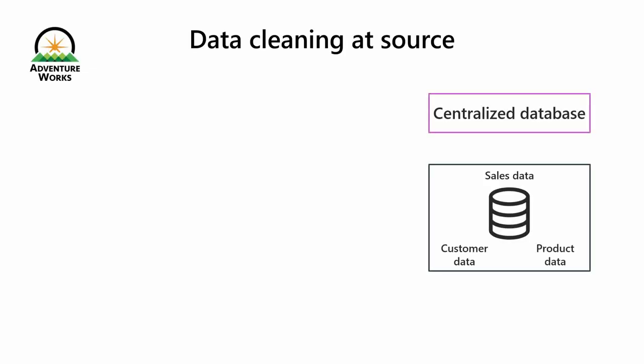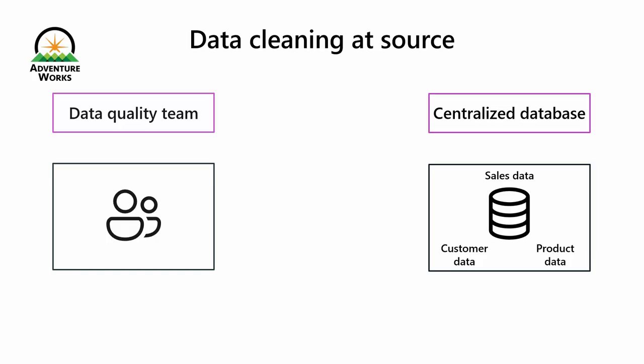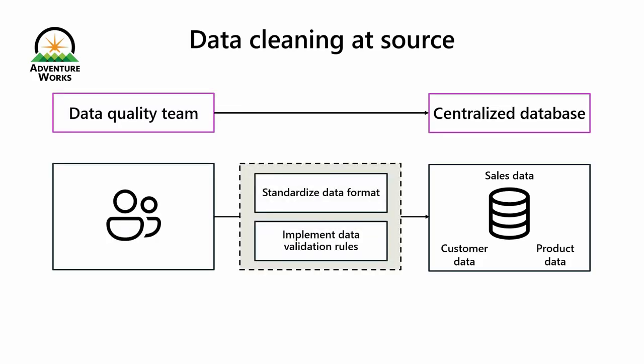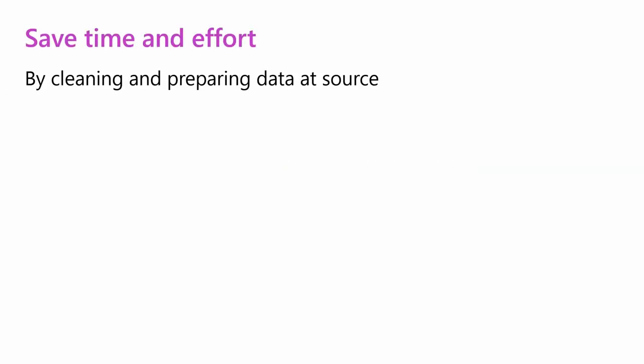AdventureWorks stores its sales, customer, and product information in a centralized database. The data quality team decides to implement data validation rules and standardize the formatting of customer names directly in the database. This ensures that any future analysis of this data has a consistent and accurate base. By addressing the data quality issues at the source, AdventureWorks can save time and effort in future analysis, as the data will already be clean and ready for use.